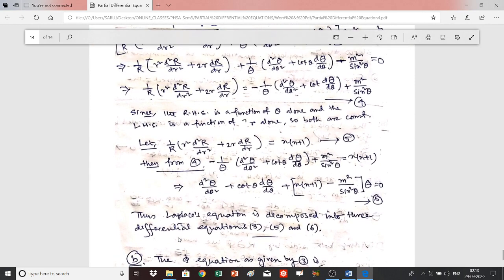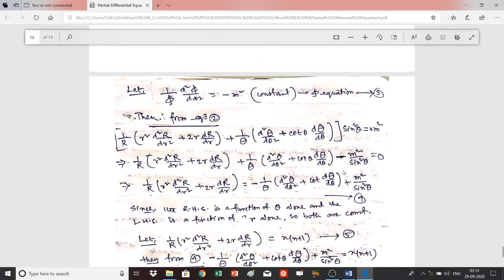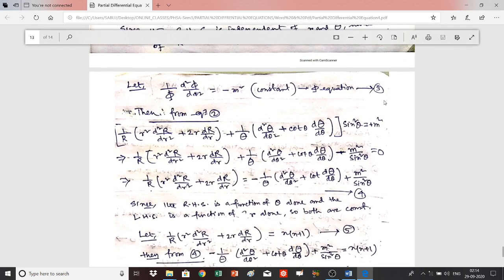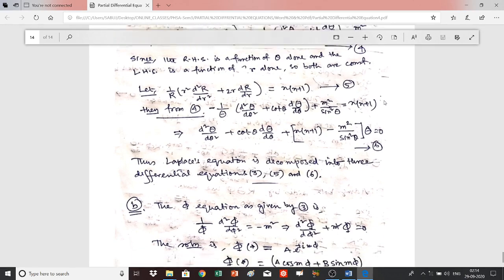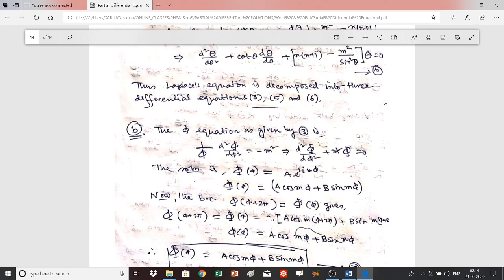The second one is dependent on r only, and the third one is dependent on theta only. So here we succeeded in separating the Laplace equation in spherical polar coordinates into three different differential equations that are given in equations 3, 5 and 6. Okay. Now the first problem has been solved.